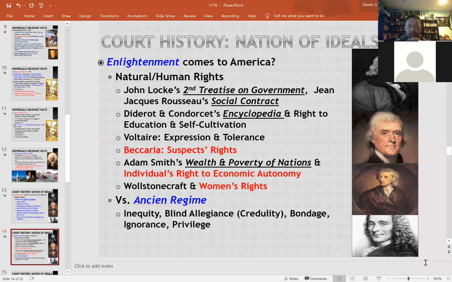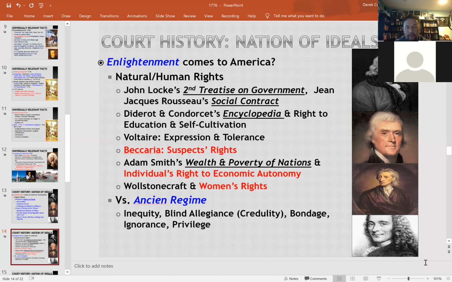And human beings were born free, Rousseau said, and meant to be born free as they will allow themselves to be. Diderot and Condorcet, they wrote the Encyclopedia, and they were all about the right of self-cultivation. They were against the idea of only the elite having access to knowledge. They wanted to democratize learning. So they would have been very impressed by the internet and its kind of egalitarian effect on learning. In my humble estimation, I think they are a part of Thomas Jefferson's notion of the pursuit of happiness. That's just me.